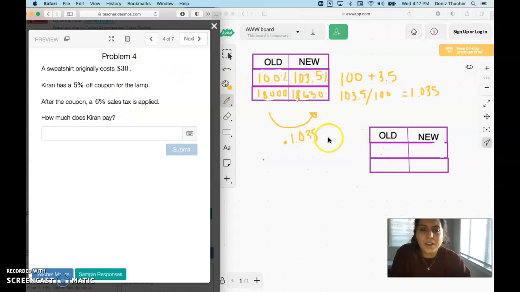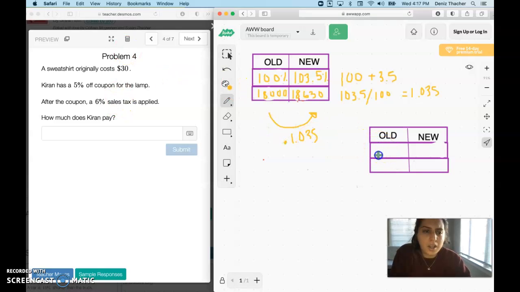So again, take a look over here. Under old, I'm going to go ahead and write 100%. The original sweatshirt cost $30. There is first a 5% off coupon. So that's going to be 100 minus 5, which is 95. Again, I can show my work over here by doing 100 minus 5 to give me that 95%.